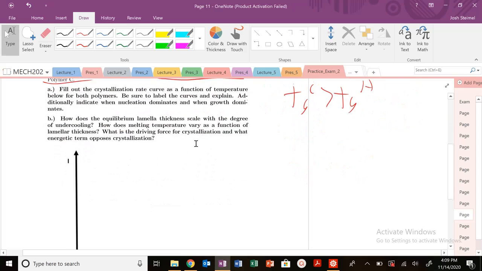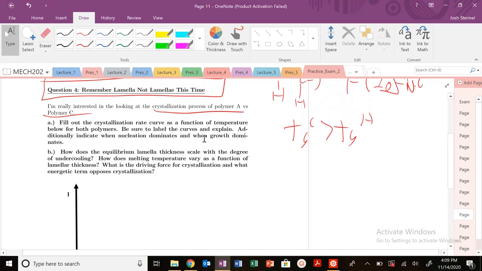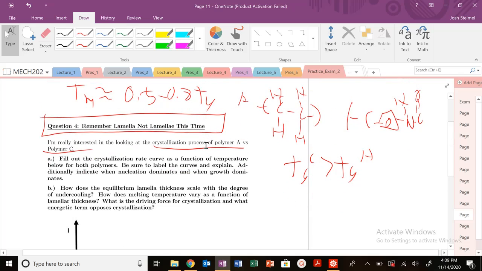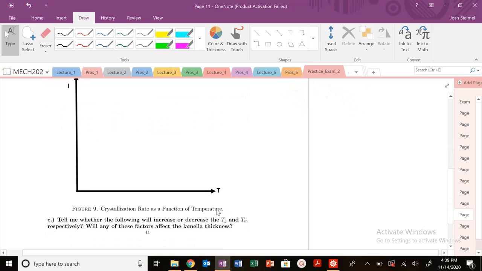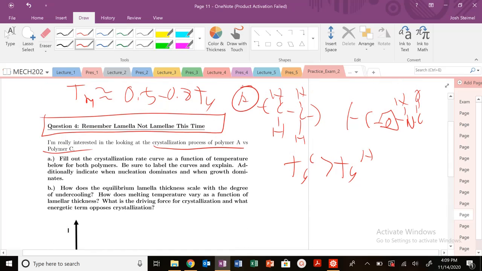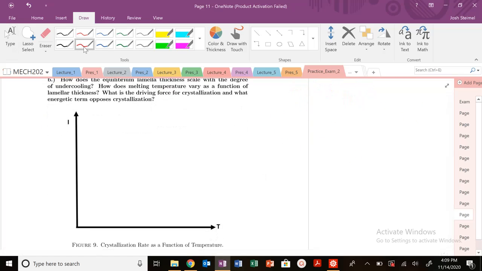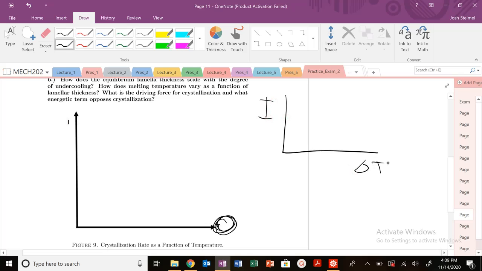So it says fill out the crystallization rate as a function of temperature for both polymers. Be sure to label curves and explain when nucleation dominates, when growth dominates. I'm going to say that my A is going to be red, and my C is going to be blue. Now always remember temperature here, not undercooling. If I was to draw a plot of I versus delta T, my C would take less undercooling than my polymer A.